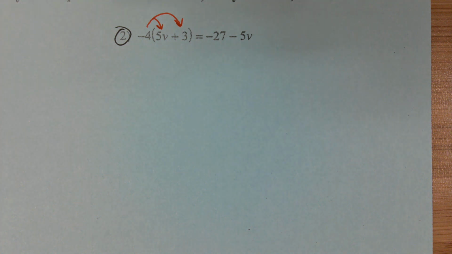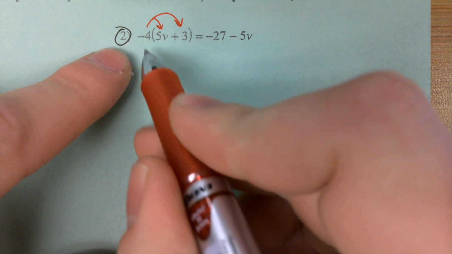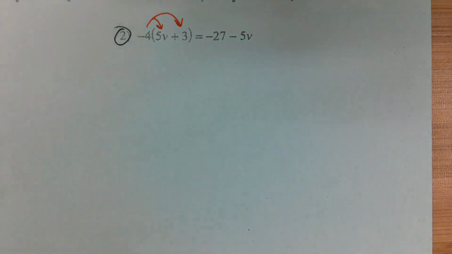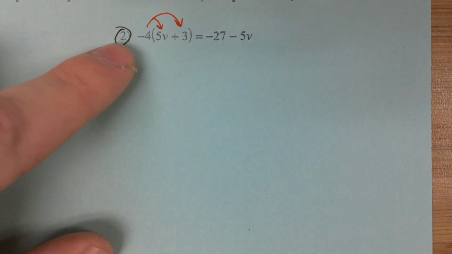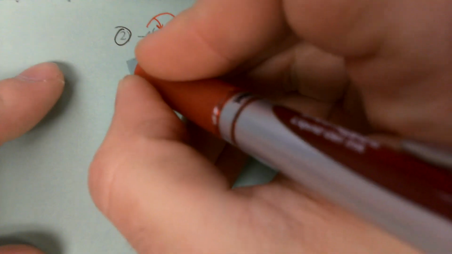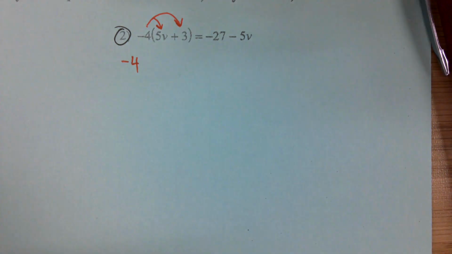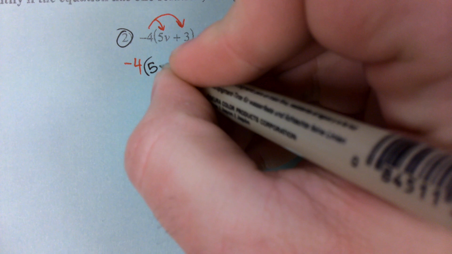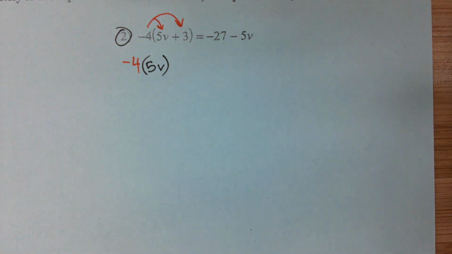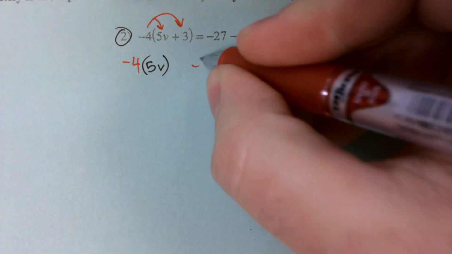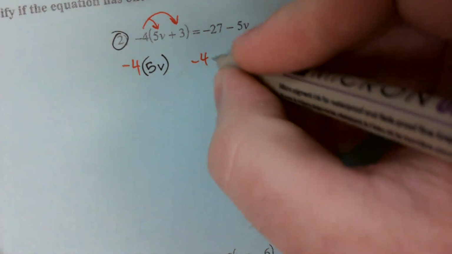When we distribute a negative number, like here in number 2, we really want to make sure that we don't get sign confused, okay? Sign confusion is when you don't know whether it's supposed to be a plus or a minus, so you kind of just guess, and it makes your problem incorrect more often than not. So negative 4 times 5v, and we have negative 4 times 3.